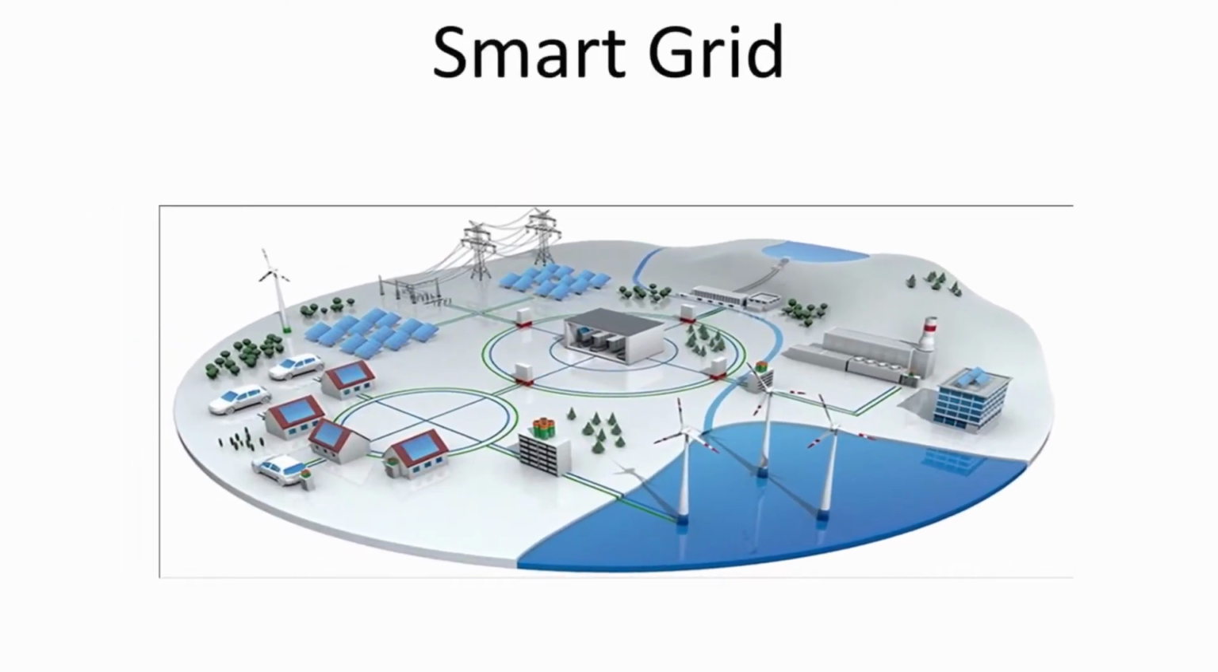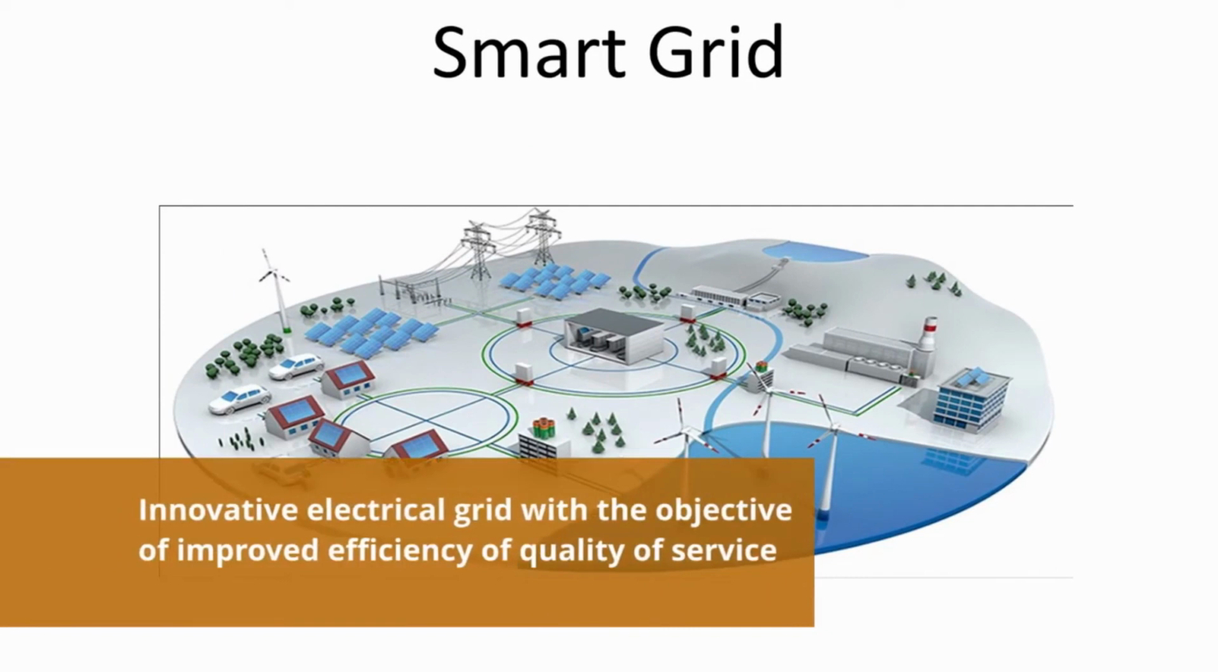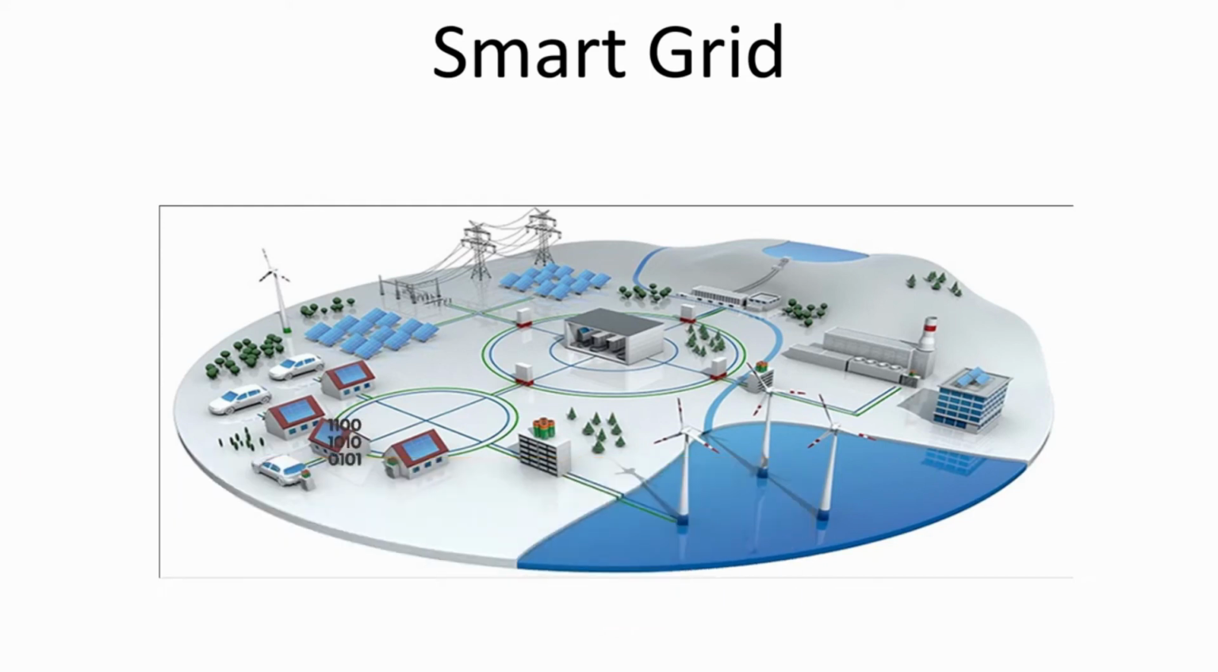Let's start by describing what a smart grid is. Basically, it is an innovative electrical grid that relies on multiple devices and energy measures with the objective of improved efficiency and quality of service. It is basically a two-way dialogue where information and electricity are transmitted to and from users.